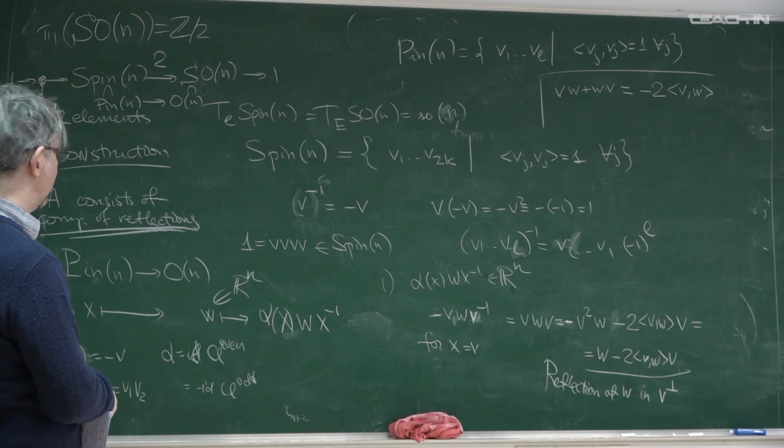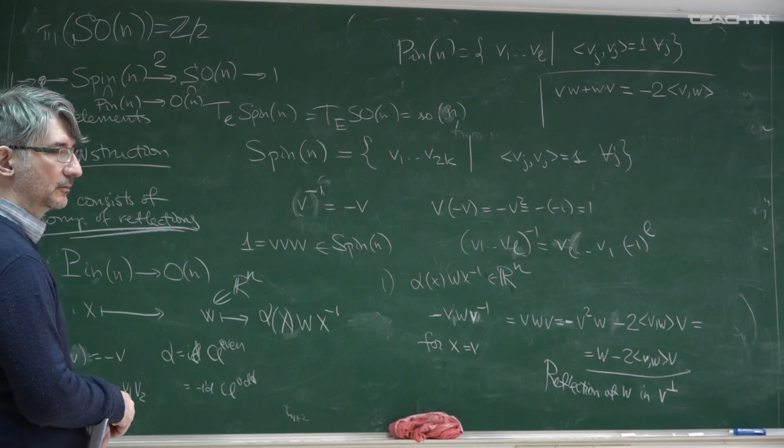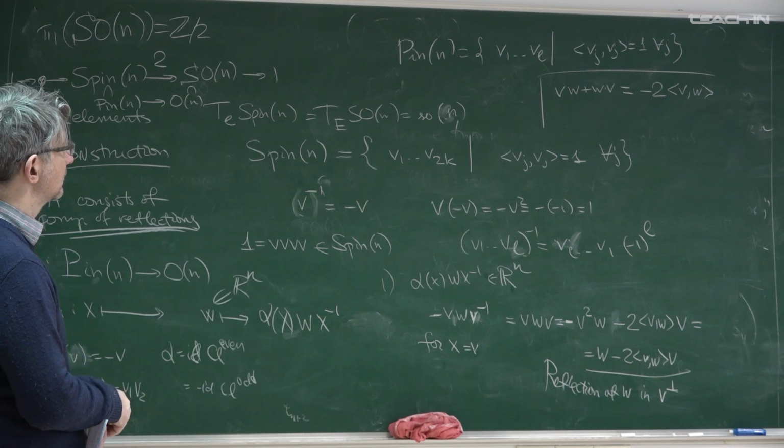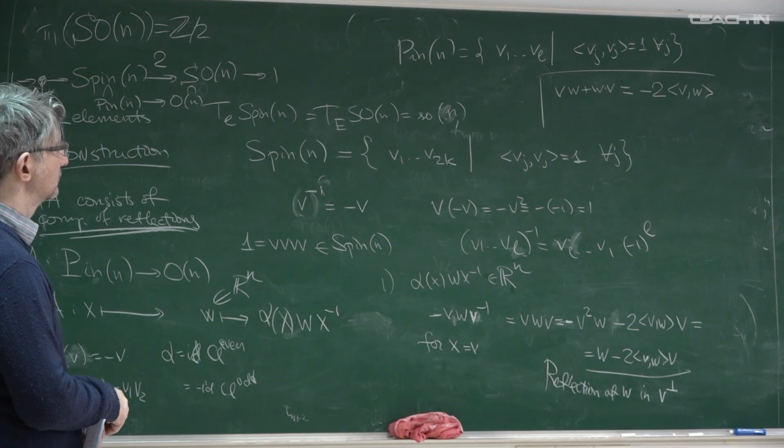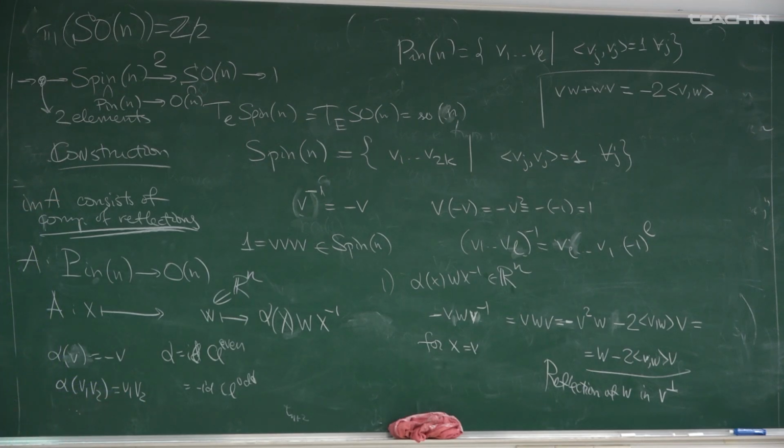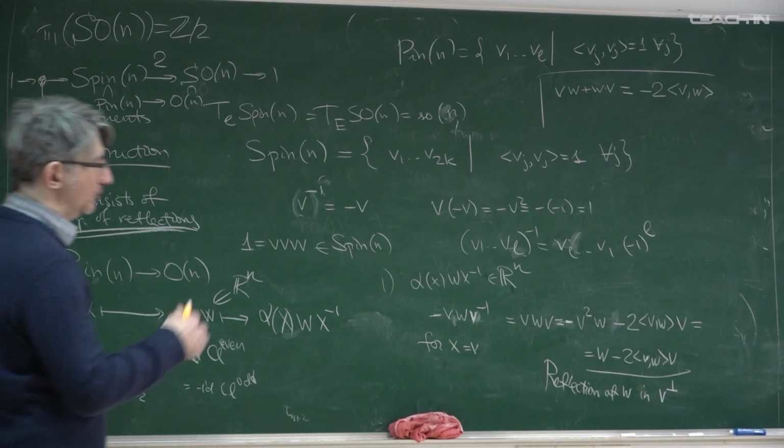Very good question. Is it an epimorphism or not? Yes. Why? Because the orthogonal group is generated by reflections. It is called the Cartan-Dieudonné theorem. It's very simple. How to imagine it?